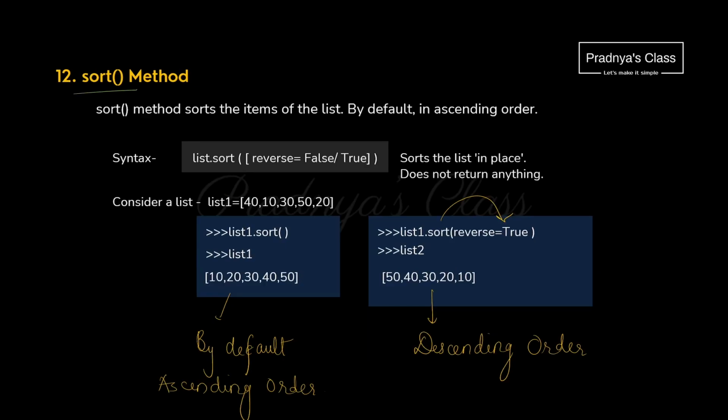Here is one more method, sort. It will sort the elements. Look at the list. It is in random order. But after sorting, it is in ascending order. By default, ascending order. If you want descending, write reverse equals True. Then we will get the elements in descending order. Look at the syntax. The sort method will change the original list.